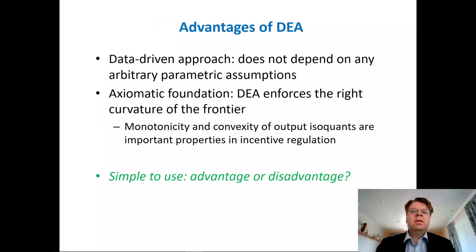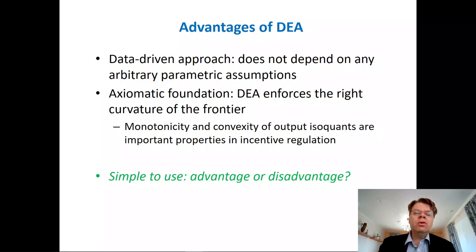So let me conclude this first lecture by comparing the advantages and disadvantages of DEA. I believe this example already illustrates that DEA is very much a data-driven approach. It doesn't really require any kind of parametric assumptions about the functional form of the frontier or any kind of distributional assumptions about the distribution of the inefficiency. So that is one of the greatest advantages of DEA, to let the data speak for themselves. It doesn't imply that DEA is free of assumptions. In fact, DEA needs to make a great deal of assumptions, but most of the assumptions actually have a very strong axiomatic foundation, as we see when we look at the production theory. So we get back to this point in more detail.